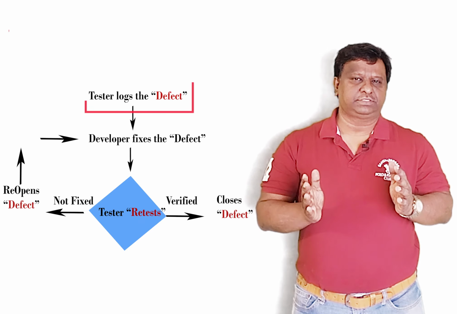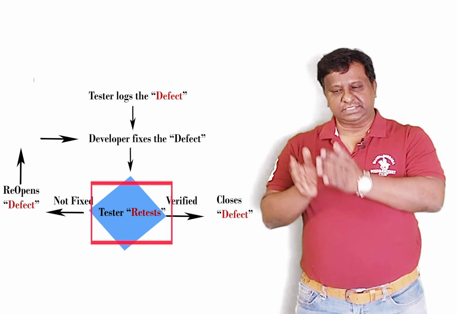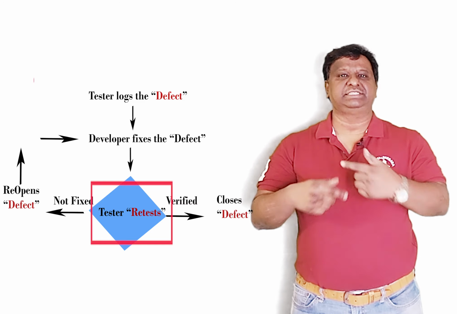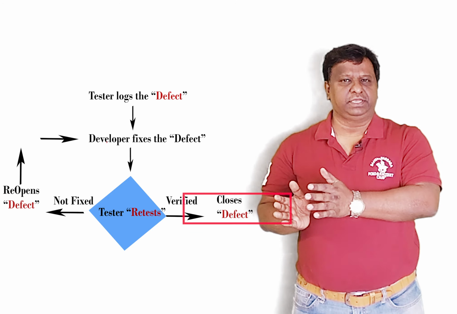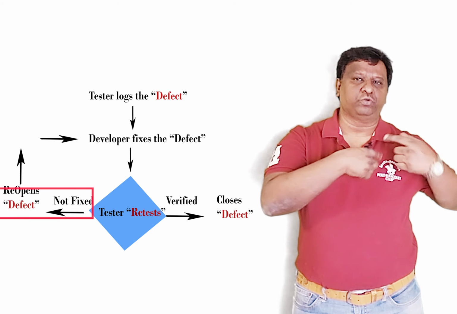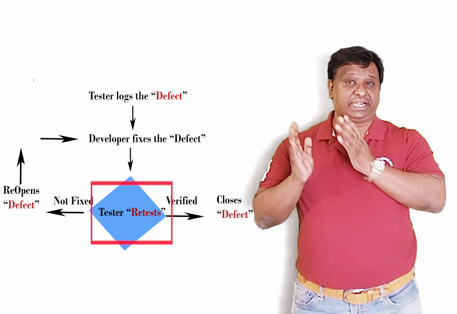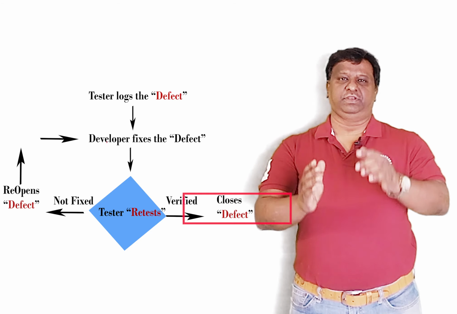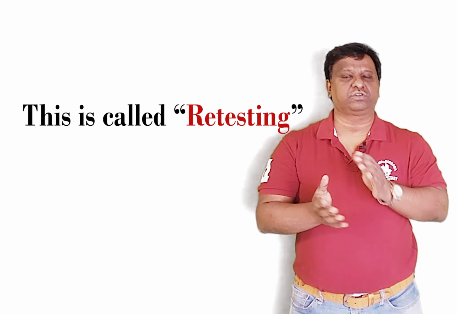There are few defects logged by the tester. The developer tries to fix these defects. Whether these defects have been fixed or not fixed, the tester retests these defects after the developer fixes them. If the defects are fixed properly, the tester closes them. If the defects are not fixed properly, he reopens them. The developer once again fixes the reopened defects. This time the tester retests the defects again, and if the defects have been properly fixed, he will close the defect, or else he will once again reopen the defects. This process is called retesting.